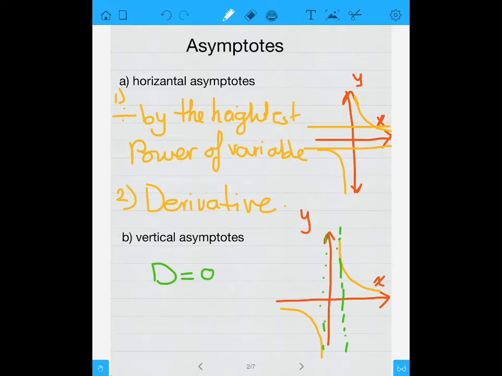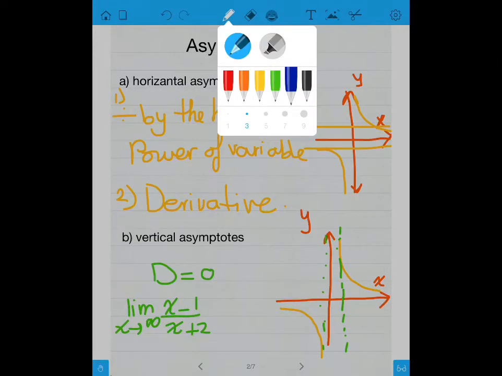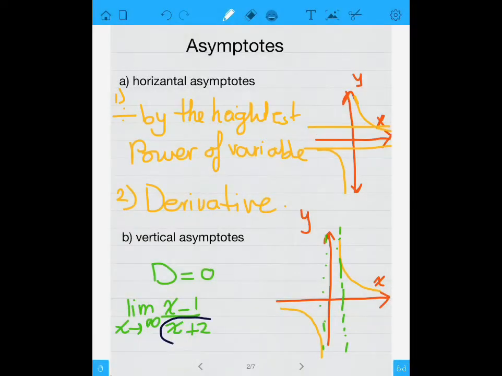For example, if I ask you to find the limit of x minus 1 over x plus 2 when x approaches infinity, and you want to find the vertical asymptote, I take this part, the denominator, equal to 0. Then we have x equals negative 2. This is the vertical asymptote.